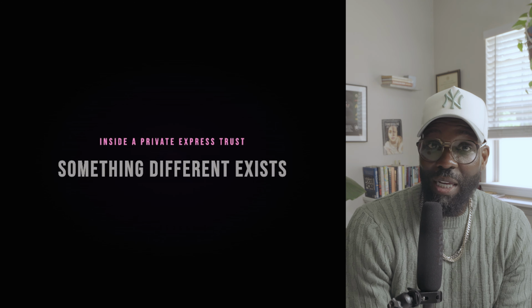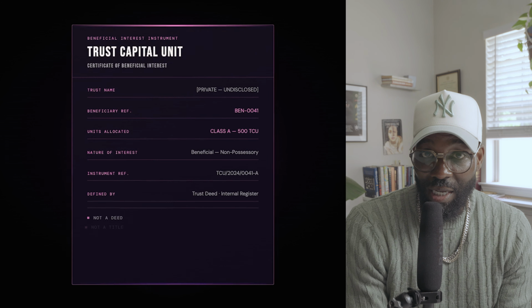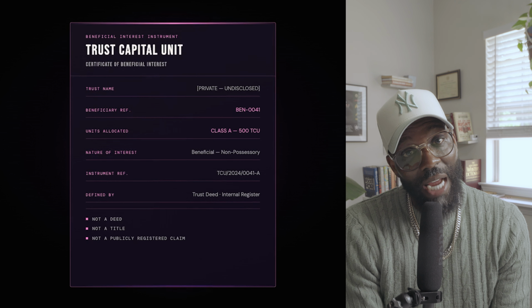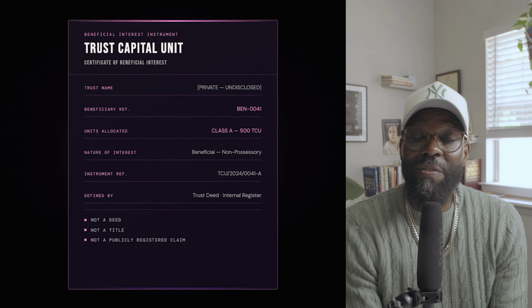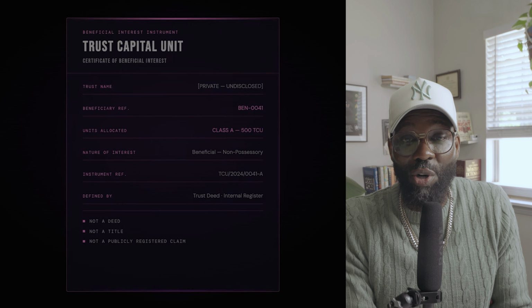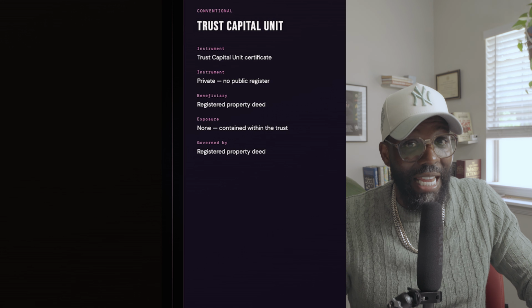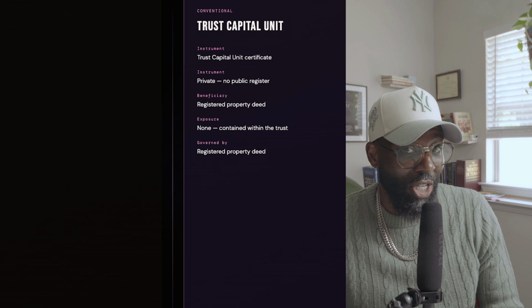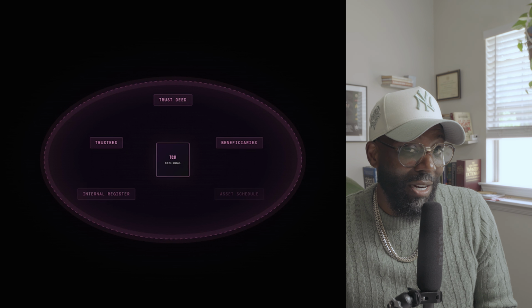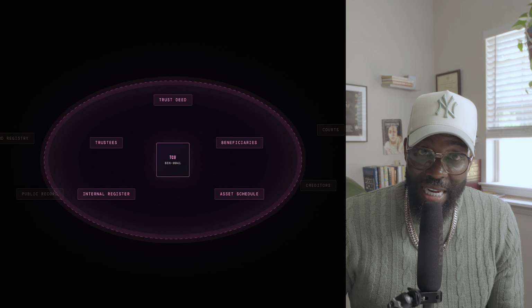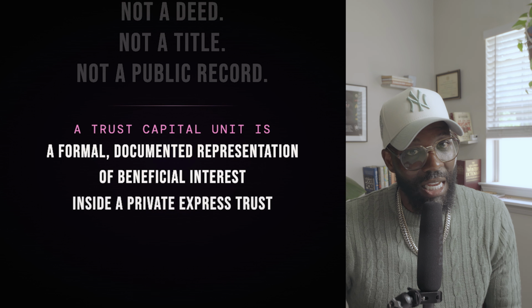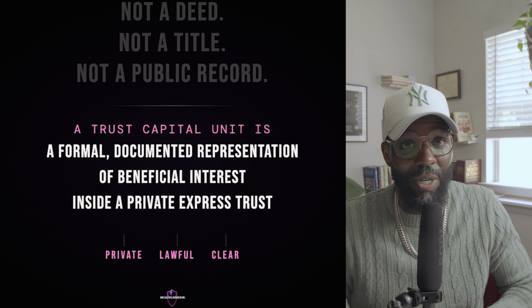A trust capital unit is a unit of beneficial interest. In a trust, think of it as a formal documented representation of a beneficiary's stake in a particular trust. It defines the nature and extent of their interests, not as ownership in the way most people understand ownership, but as a private internal record of beneficial entitlement within the trust framework. This is a critical distinction. Trust capital units, they are not exposed to the public. They are not subject to the kind of legal vulnerability that comes with personal title.